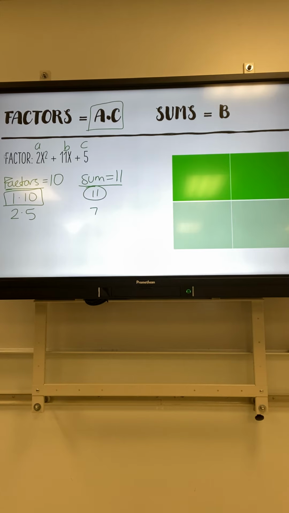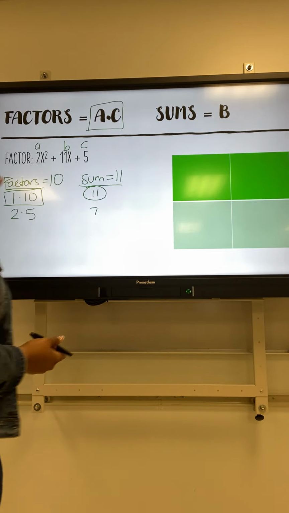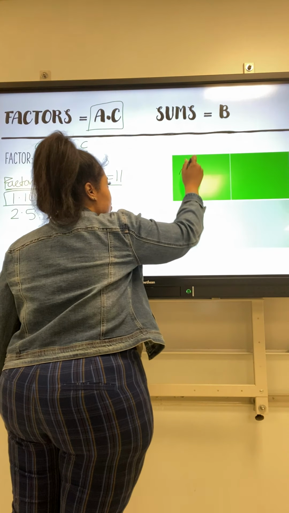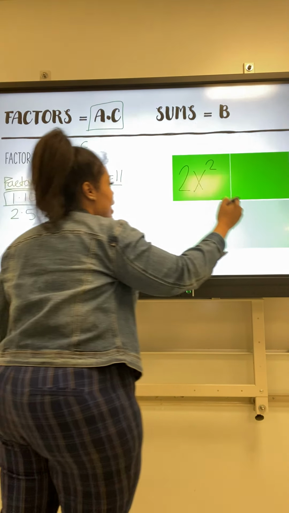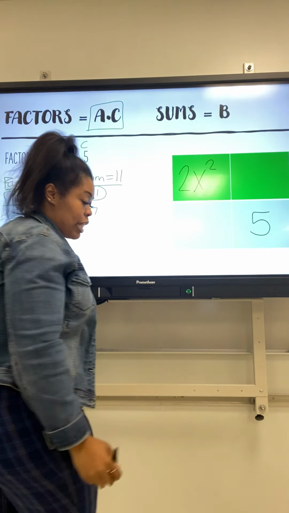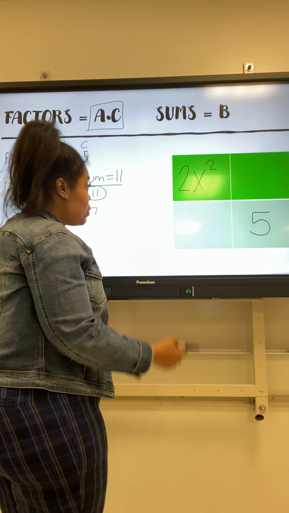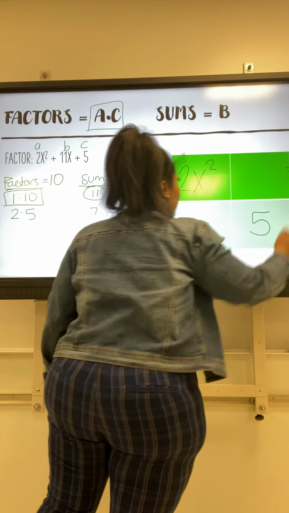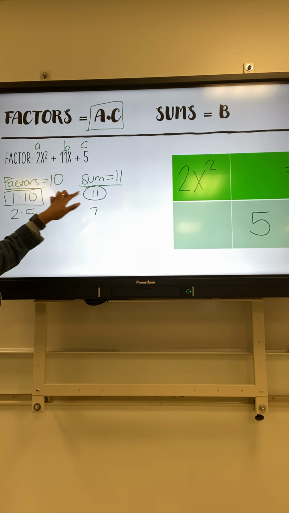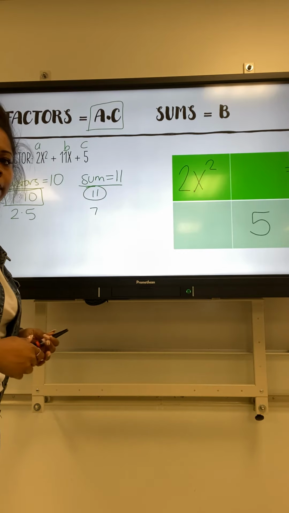Okay? So now that we know what factors we are going to use, we're going to set up our box the exact same way that we set it up on Monday. So nothing has changed. Our first term is going to go in the first box. Our last term goes in the last box. And then remember, we want the middle to equal the middle. So this has to equal 11x. And so that's where this sum part came in. We wanted it to equal 11x.